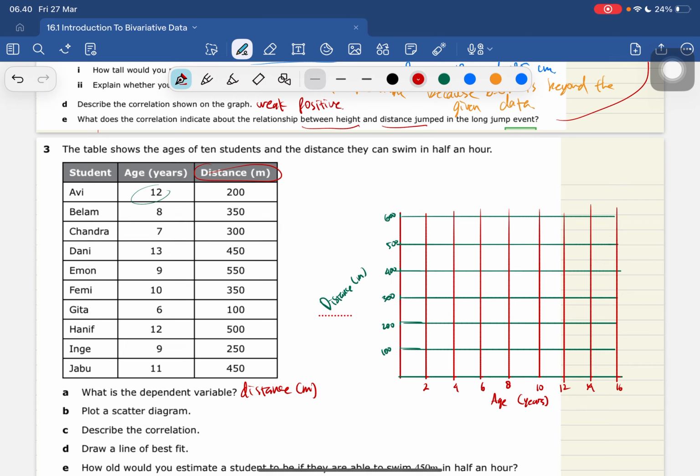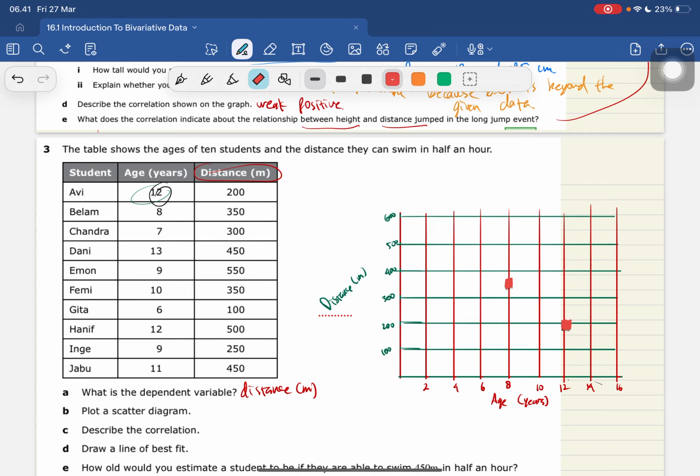Now let's start it again. Here, when the age of 12, the distance is 200. Age 12, the distance is 200, so we can use here. I think. Here, let's make it this scatter. Then when the age of 8, the distance is 350. So around here.